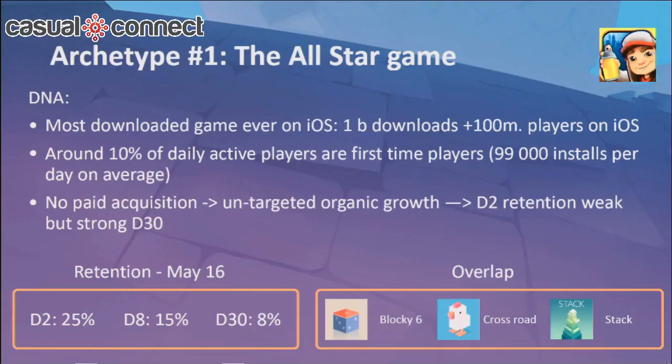So the D2 retention is pretty low, but the D8 is really high, and the D30 is pretty high compared to the others. They are really good on that, and they share the player base with no other runner. It's like the superstar of the Game Center, like Stack, Bouncy Six, or Crossy Road. So basically, this is the first archetype.